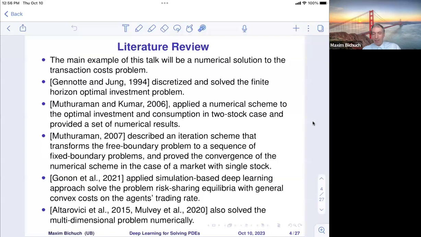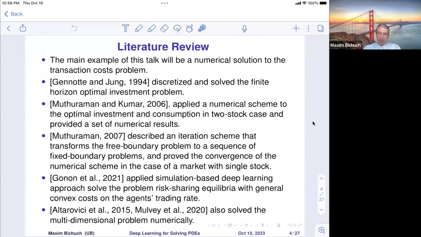On the other hand, maybe the key example in this talk is going to be the transaction cost problem, the example of solving it numerically. And so yet again, there has been a lot of work done. These are just a handful of citations. Jinut and June discretize and solve the finite horizon optimal investment problem. Muthuraman and Kumar have a very nice numerical scheme for optimal investment and consumption in the case of two stocks. I think they were the first to obtain these results numerically, but the proof of convergence was really presented only in the case of one stock.